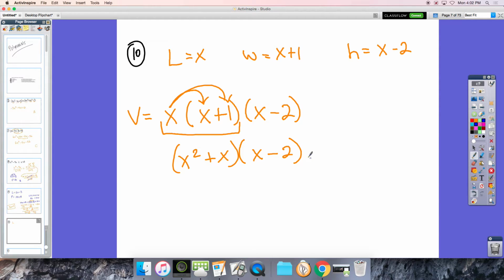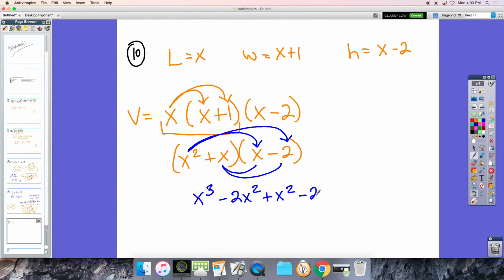I have 2 terms times 2 terms, so I need to FOIL or use box method. X squared times x is x cubed. X squared times negative 2 is negative 2x squared. X times x is x squared. And x times negative 2 is negative 2x. I can combine these like terms. I'll have x cubed minus 1x squared minus 2x, which is answer choice B.